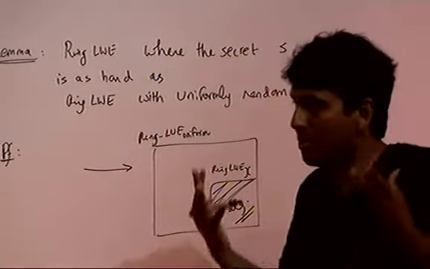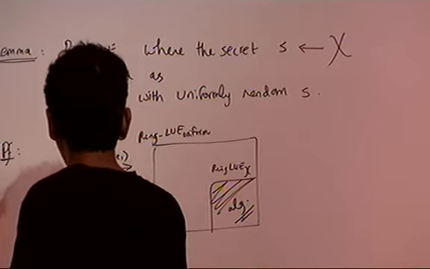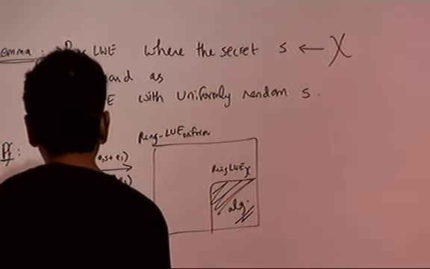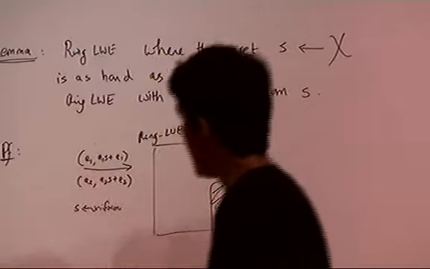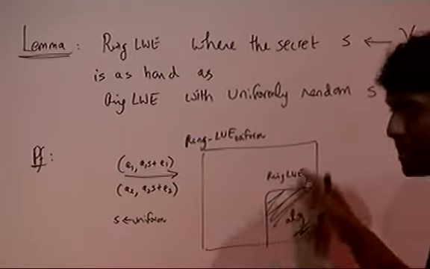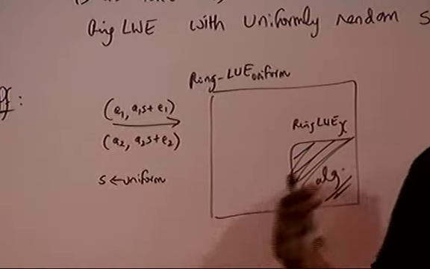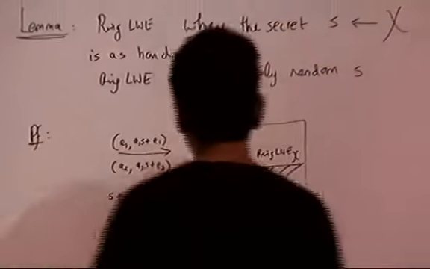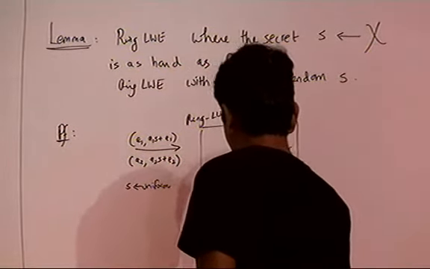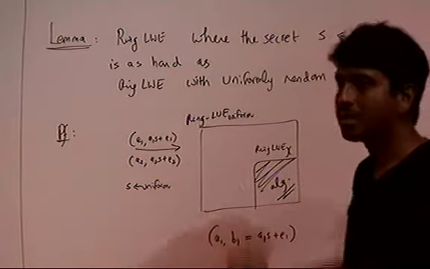I'm supposed to solve ring LWE. So what is my input? I get a couple of samples, A1, A1S plus E1, and A2, A2S plus E2, where S comes from the uniform distribution. And I'm supposed to distinguish this from random using this oracle. What does this subroutine expect? It expects ring LWE samples where S is chosen from the error distribution. So how do I generate inputs for this oracle? Let's look at A1, B1 equals A1S plus E1. This is the first sample that I get.